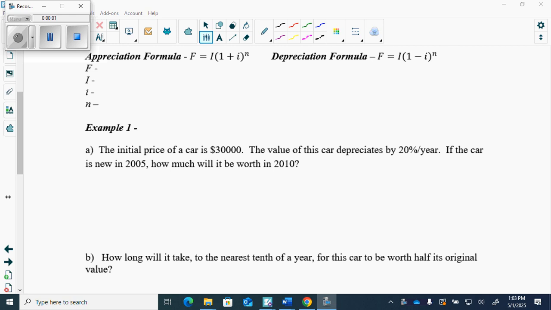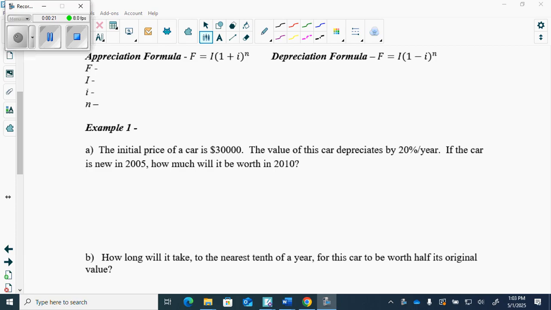Appreciation and depreciation. But first off, let's talk about percentages. So, if I say you have 500 fish, and we don't increase or decrease, what percentage of fish do you have? You have 100%, correct?